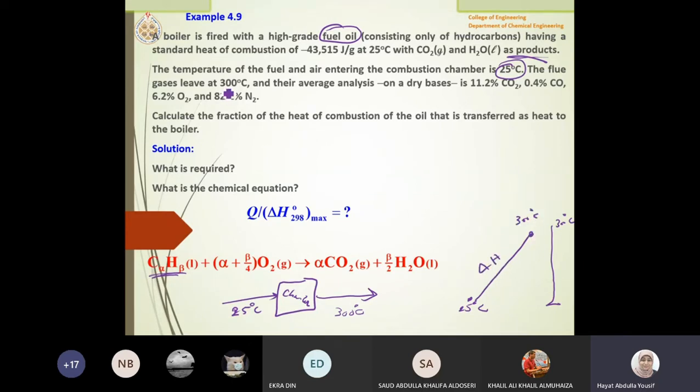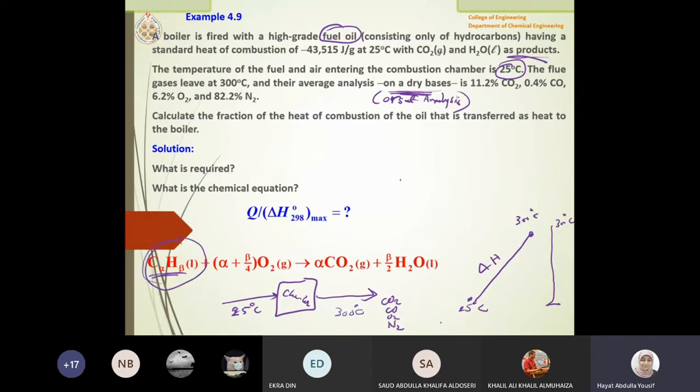But let's see what they need anyhow. So here they said it leaves at 300, and they found that the average analysis on a dry basis, wow, we are talking about the dry basis here. You remember from Chinga Triple One, dry basis means it is OR-set analysis. But even if you don't remember this, that's fine. I just want to say that based on dry basis means the outlet here, they found the composition. They said they have CO2, CO, O2, and nitrogen. But upon burning that fuel, they got this as product.